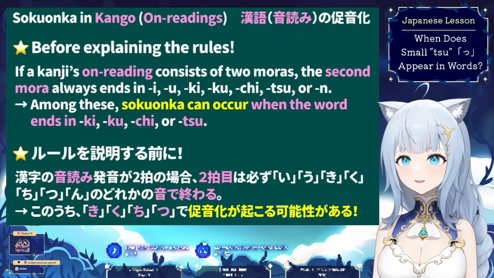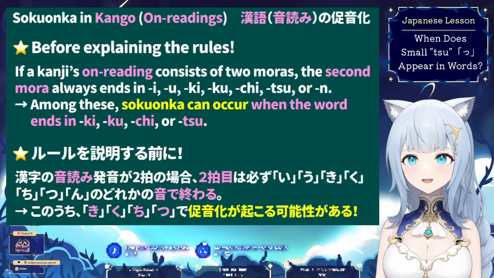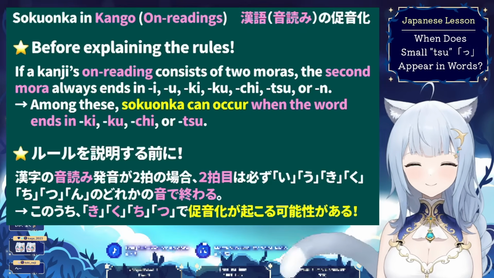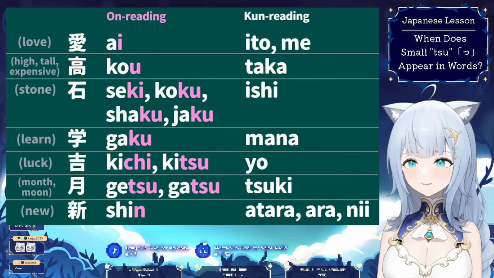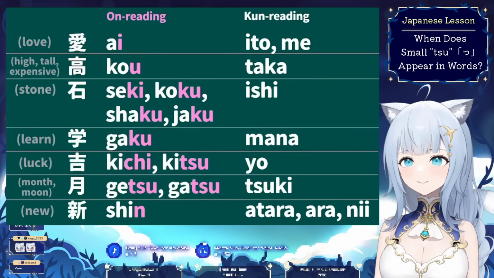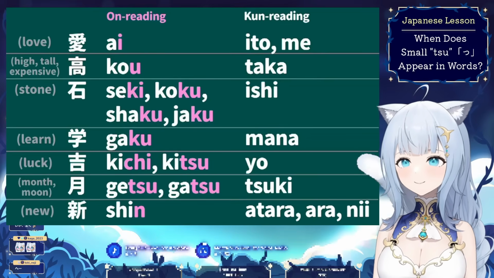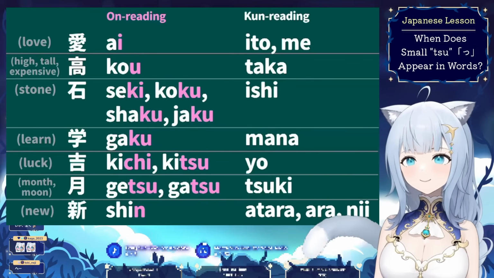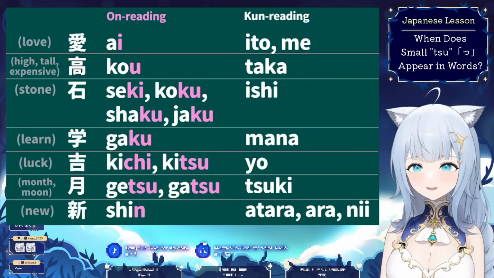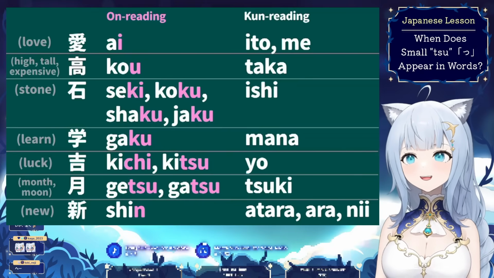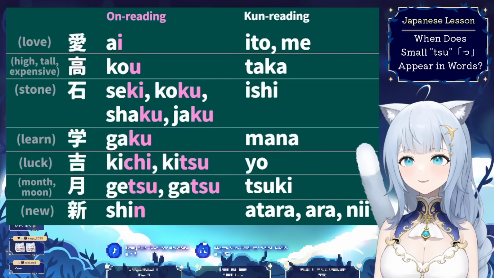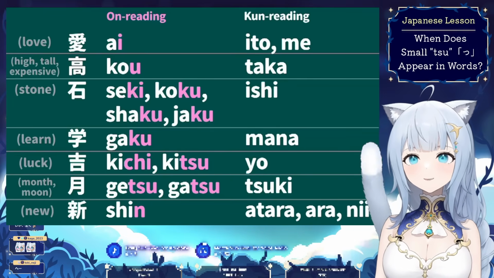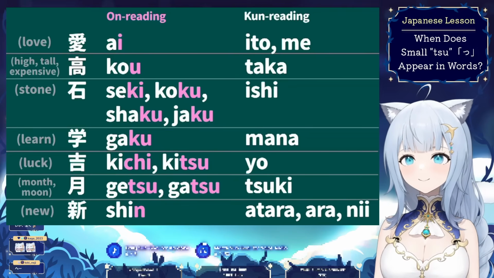And among these, sokuonka can occur when the word ends in ki, ku, chi, or tsu. I didn't know that, so I looked it up. There are kanji characters: love, high, tall, expensive, stone, learn, luck, month, moon, and new. The left one is the on reading, the right one is the kun reading. First, love, on reading is ai. And high, tall, expensive is ko, u. Stone is seki, koku, shaku, jaku, so ki, ku, ku, ku.